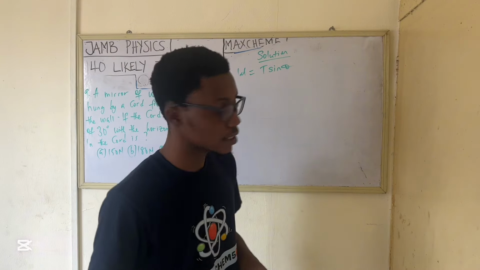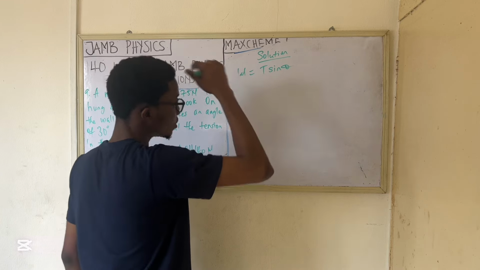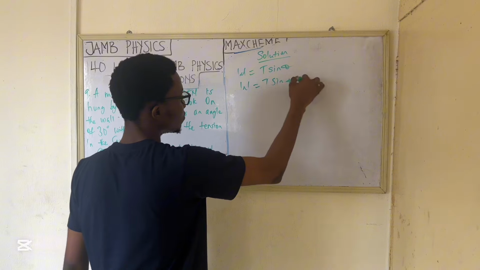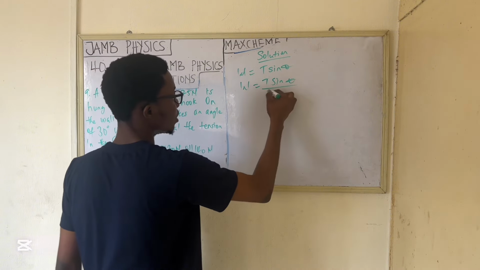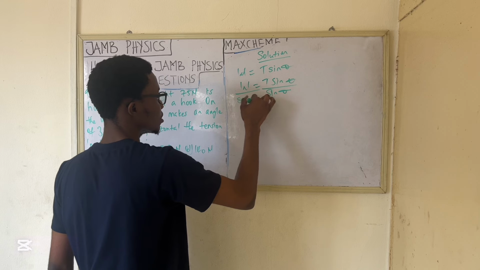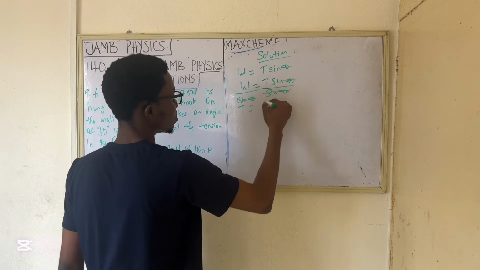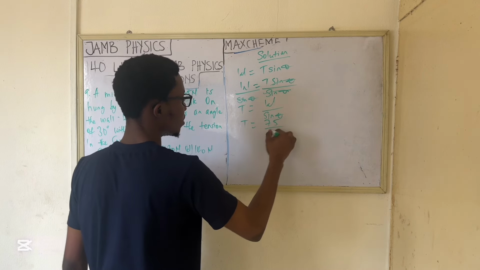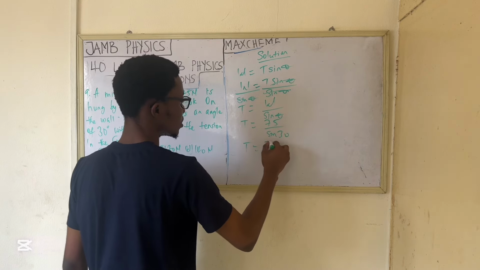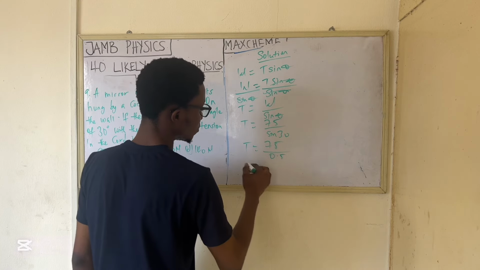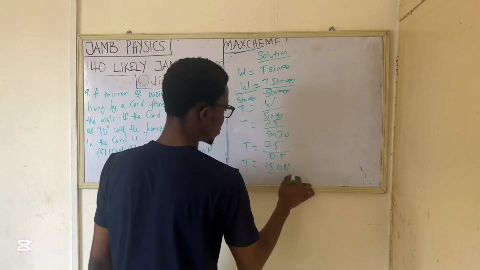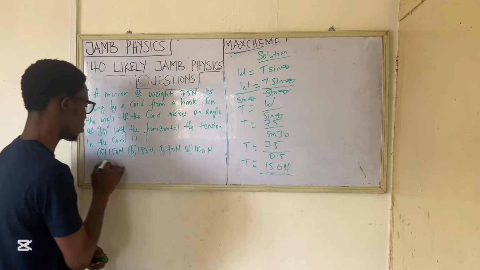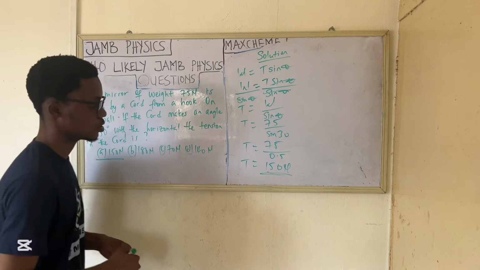T sine theta. So from here we can say weight is equal to T sine theta. Then what do you want to get? You want to get the tension, right? Divide both sides by sine theta, so T is equal to weight divided by sine theta. Then T is equal to 75 divided by sine 30. Then T is equal to 75 divided by 0.5, which will give us 150 Newton. So that is the tension. So the answer is option A, 150 Newton.